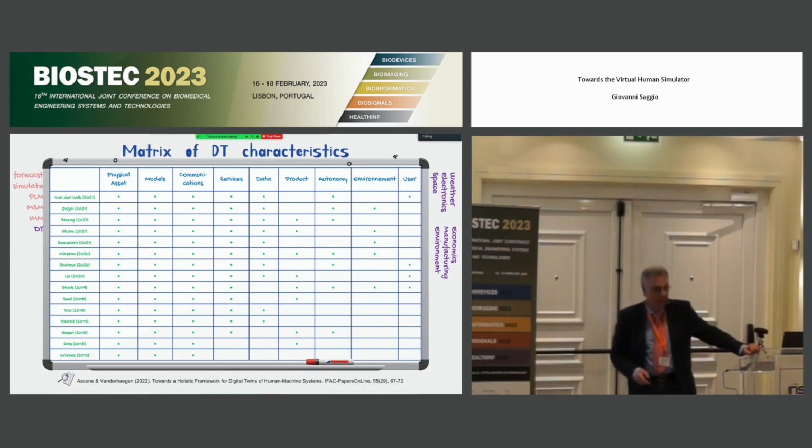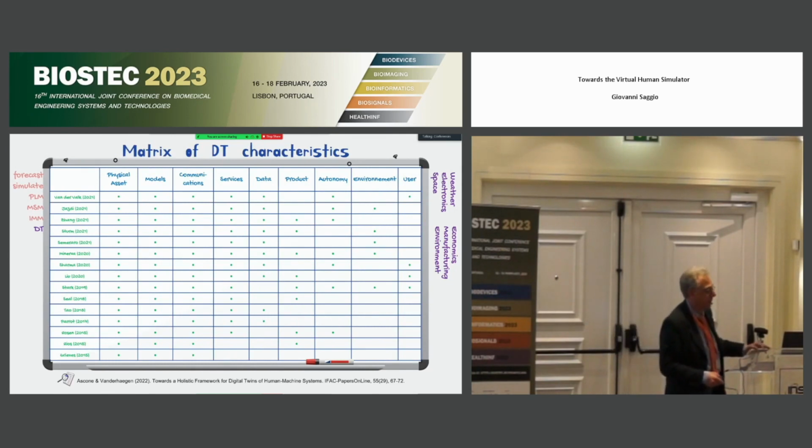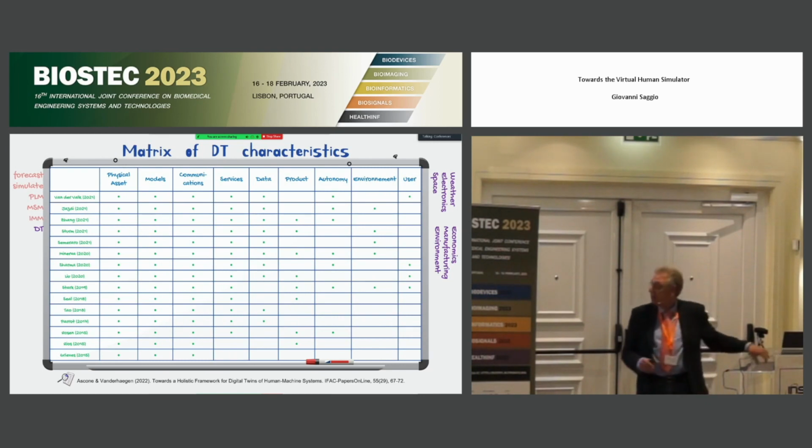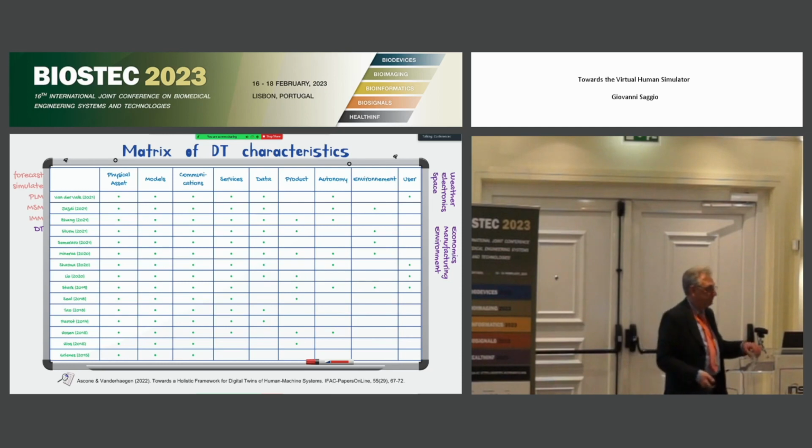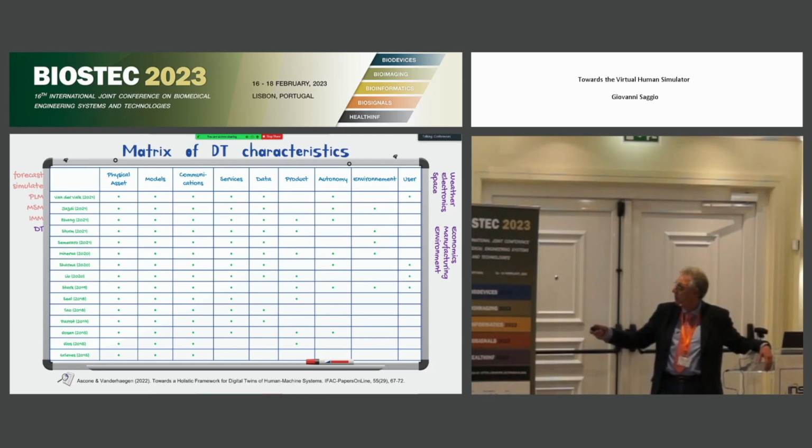There is a review that considered the most relevant papers devoted to digital twin. And in this review, there are some keywords: physical asset, models, communications, services, data, products, autonomy, environment, and user. As you can see, user is not the key element at all. Key elements are physical asset, models, communication, services, but not always.